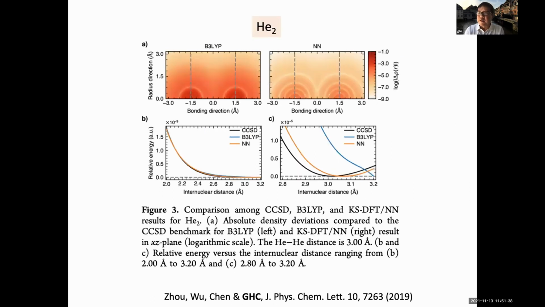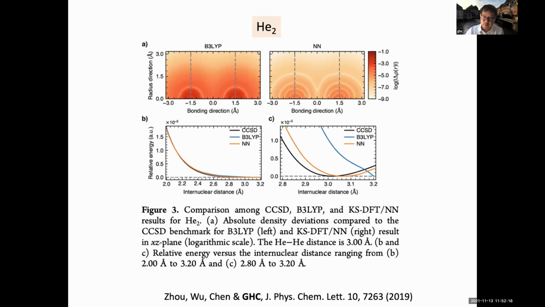Another problem is van der Waals interactions. In fact, we use the helium dimer. In the upper panel, we compare B3LYP with our neural net. We use a contour plot going through the nuclei, and the color codes the difference to the CCSD result. Again, it's much better in terms of difference, much better than B3LYP, as well as the force and the potential.